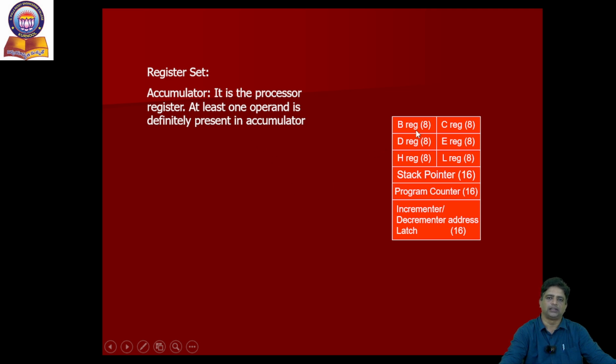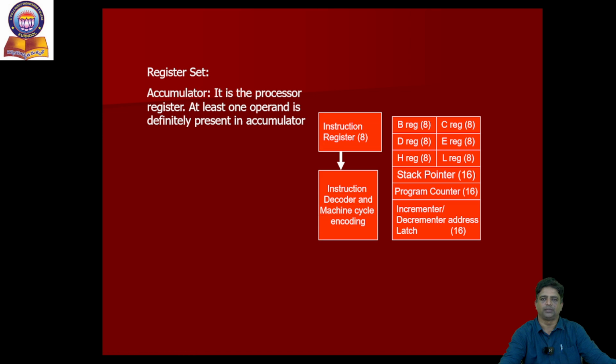Other such support registers with respect to data, which can sometimes also be utilized for addressing operations, are B, C, D, E, H, L. Individually they are all of 8-bit size, and together they can be utilized as fixed combinations. B is always paired with C only, D is always paired with E only, and H always with L only. In support, we will have the program counter for addressing operations.